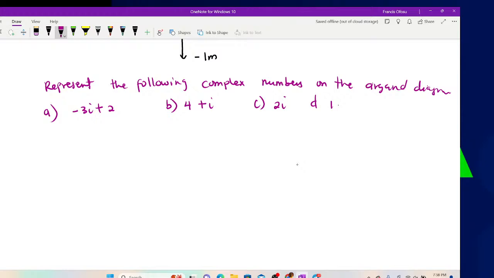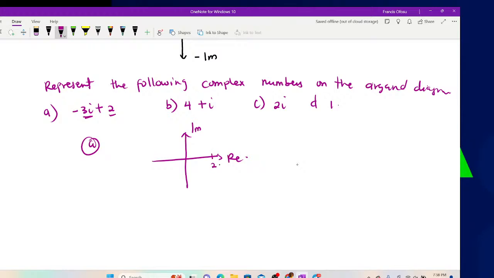To represent this on the complex plane, we simply get A. I'll draw my Argand diagram. This place is our imaginary. On the imaginary side, I will represent the imaginary part of the complex number, and on the real axis, I'll represent the real part of the complex number. So I'll just simply write 2 here.